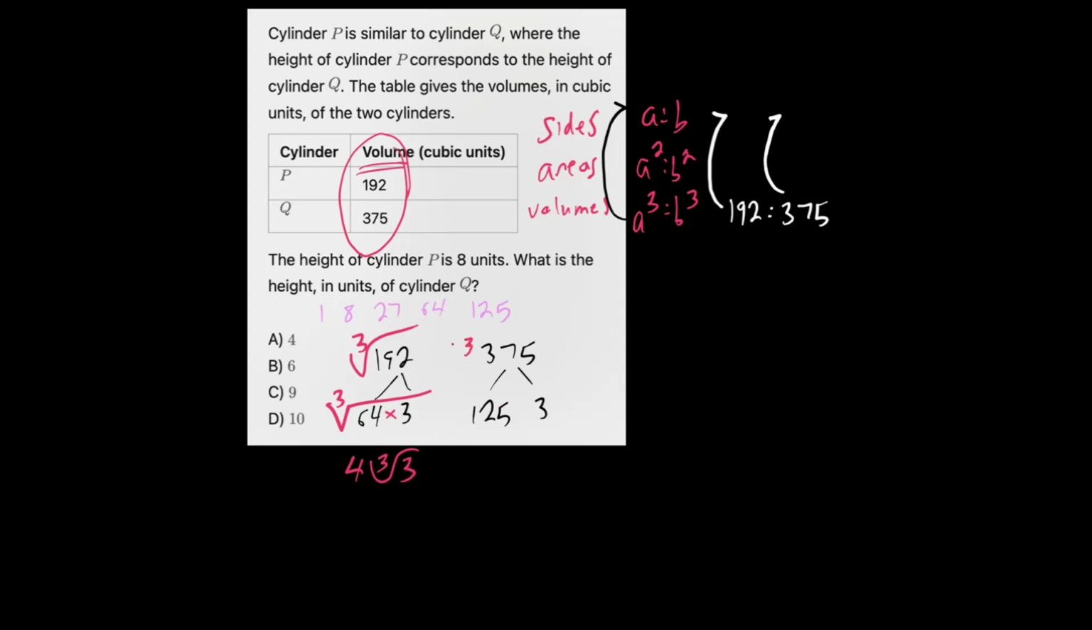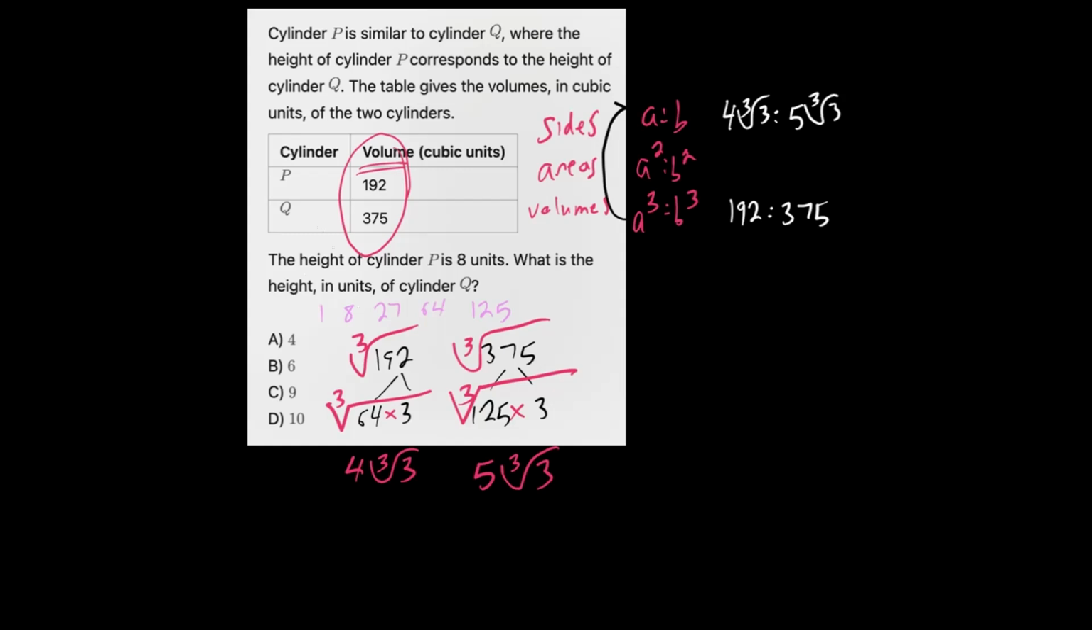125, let's do that here. Cube root of 375, cube root of 125 times 3. 125 has a cube root, and that's 5. So you can take it out of the cube root, and that's 5 cube root of 3. So we just took the two cube roots, and we can go ahead and put that on our chart. At this top level, we've got 4 cube root of 3 to 5 cube root of 3.